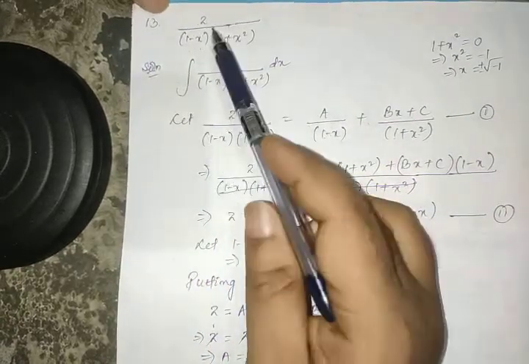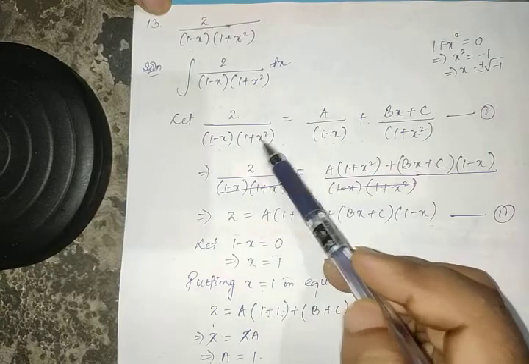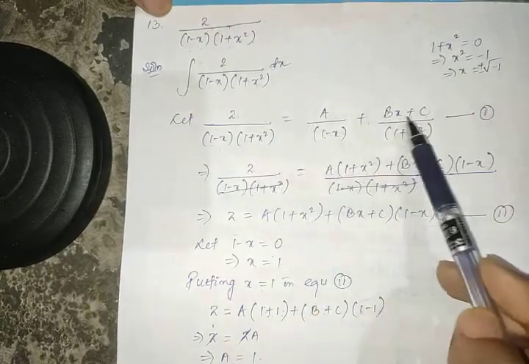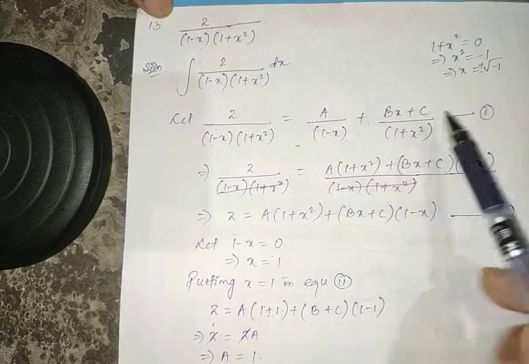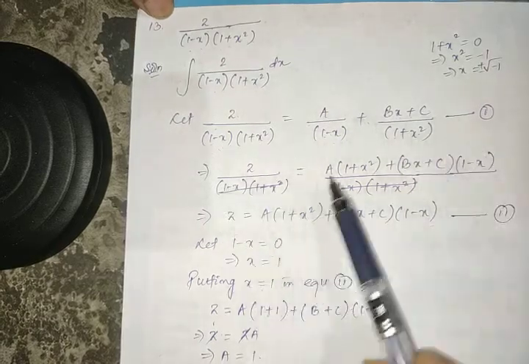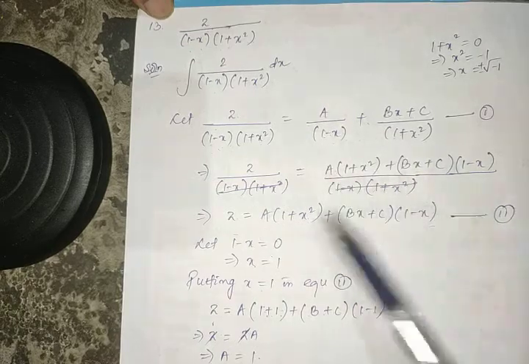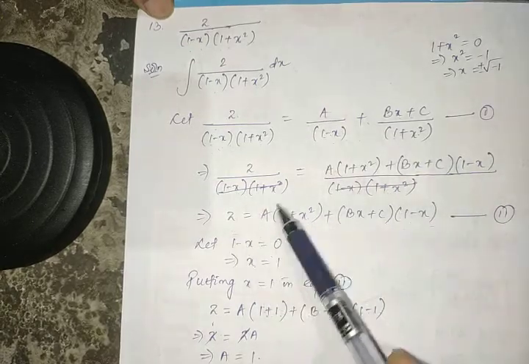So let 2 by (1 minus x)(1 plus x square) equal a by (1 minus x) plus (bx plus c) by (1 plus x square). Equation 1. So now let us take the LCM. The LCM of this and this will be the same, you just multiply it. Both will be the same again.